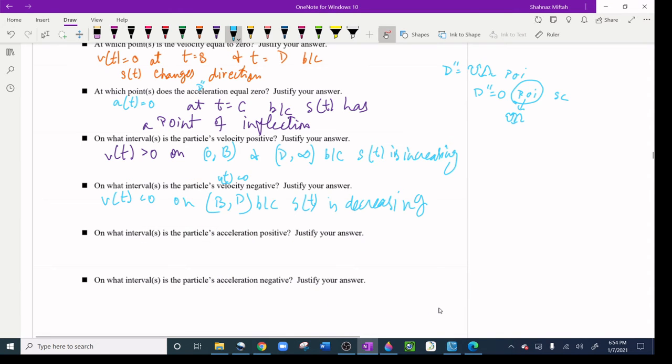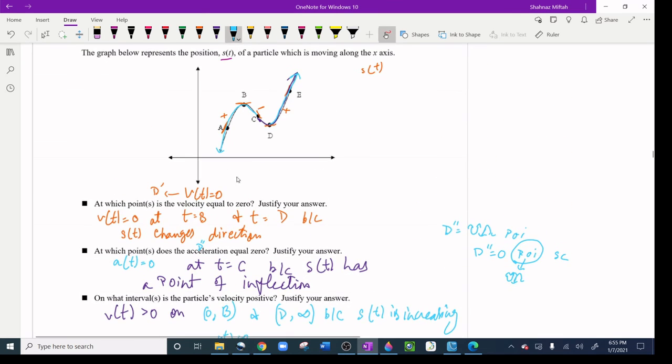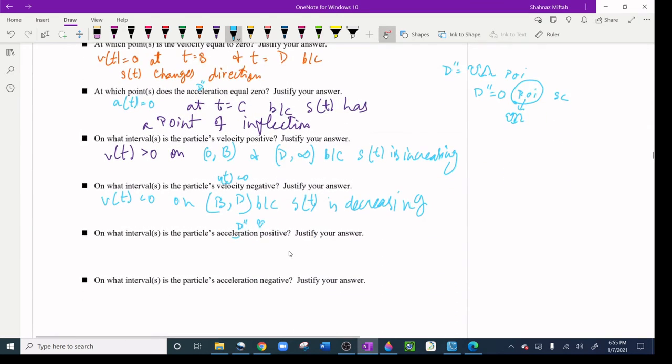On what interval is the particle's acceleration positive? Acceleration means it's a second derivative, and positive means it's concave up. So where it's concave up, I'm going to say it's concave up on c to positive infinity. So I'm going to say acceleration is greater than 0 on c to infinity because S of t is concave up.